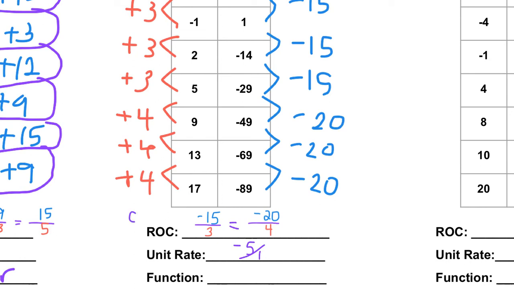So because this is a constant, and you want to write this down, because this is a constant rate of change for the whole table, this is a linear function.